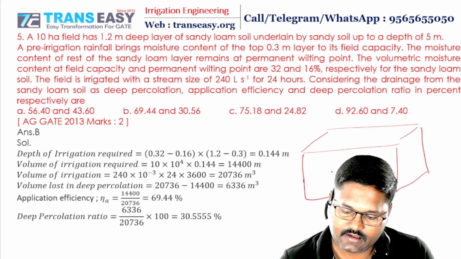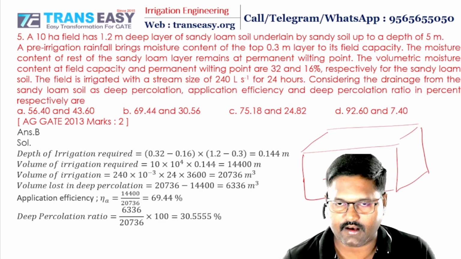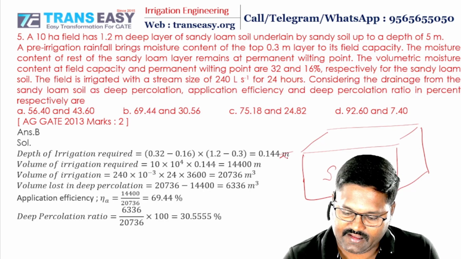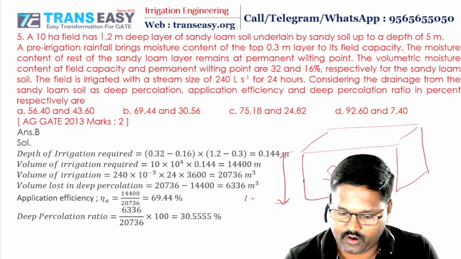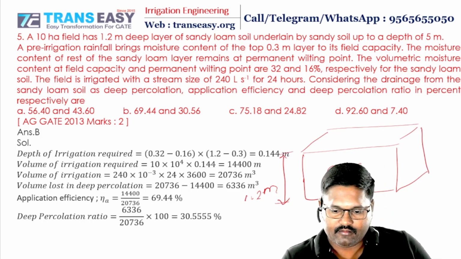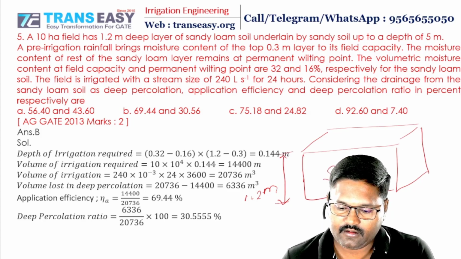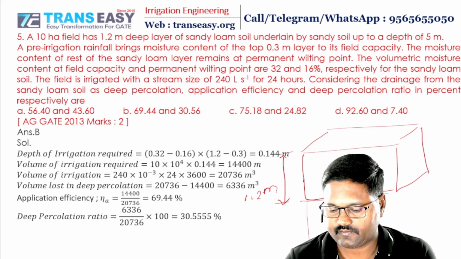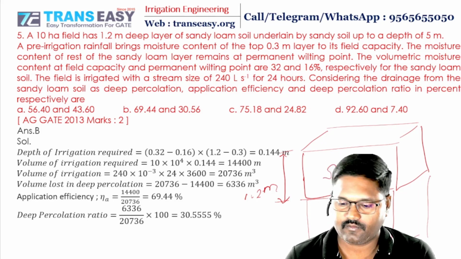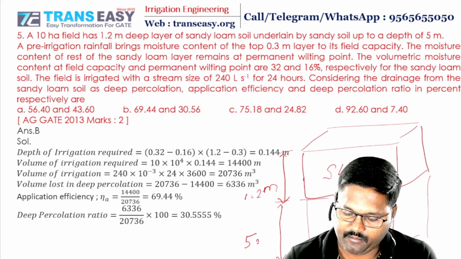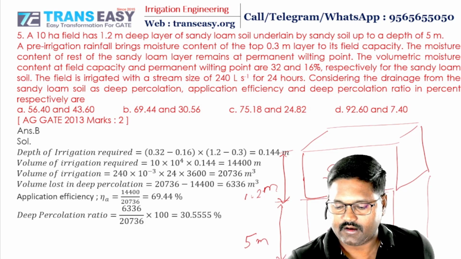This is sandy loam soil, SLS, and its depth is 1.2 meter. Depth of sandy loam soil underlain by sandy soil of depth 5 meter. This is the depth of sandy soil.